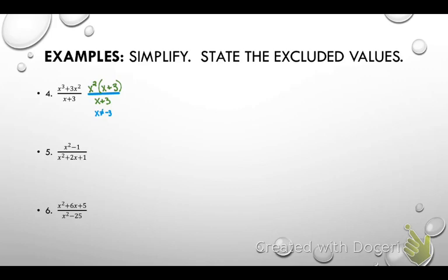Now, I may add to this list, but I will never take away from this list. If it starts as a value that it cannot be, then I will never remove a value from that restriction. I can always add numbers to it, but I can never take numbers away from the restriction. So then it should be fairly simple. What's going to happen on top? Is there something that matches on top and on bottom? Yes, x plus 3. So the only thing I'm left with is x squared, with my restriction that x cannot be negative 3.